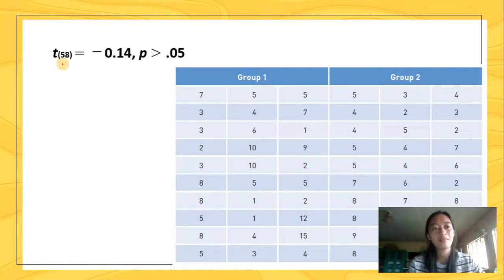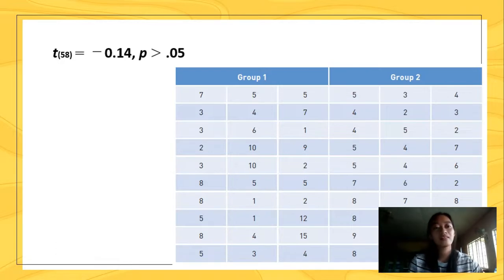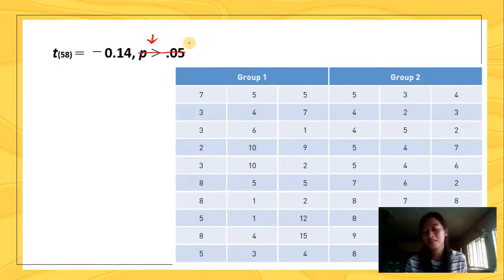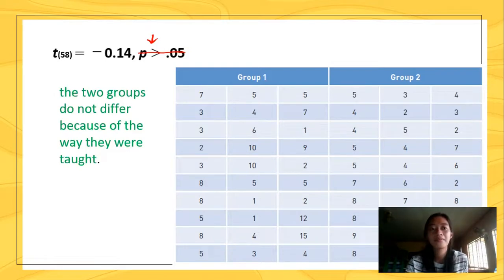So as a result, for these two groups, this t has degrees of freedom of 58. What we obtained is negative 0.14. P is lesser or greater than 0.05. So disregard this part. If we have time, we will discuss this, but we won't use the p-value. Our style is the critical value and so on. So the two groups do not differ because of the way they were taught. So no significant difference.